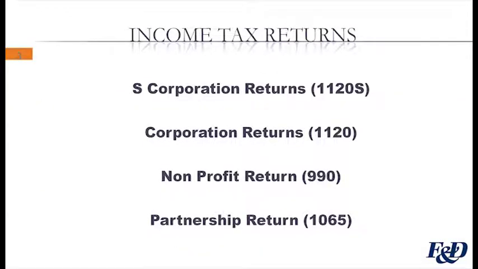Depending on the type of entity, you may be required a different form of return. For example, an S corporation would be required to file a tax return known as the Form 1120S, whereas a C corporation would file a return known as the 1120. Nonprofits file a tax return known as the Form 990, and a partnership, albeit the same information that gets transposed onto the return, files a return known as the Form 1065. We will go over some examples of each of these types of returns throughout the presentation today.